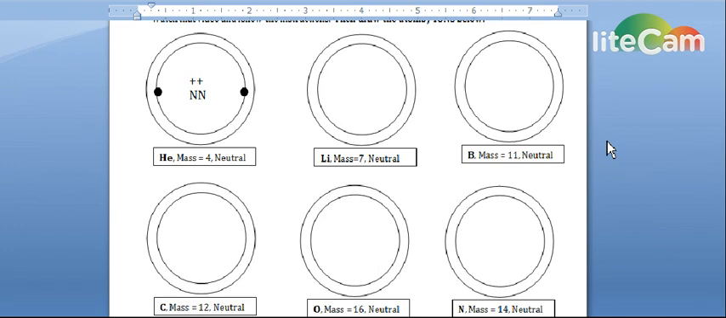Switch over to your paper and draw that lithium atom that you just made here, just like we drew the helium atom. You can pause this video. Resume it when you're finished drawing.